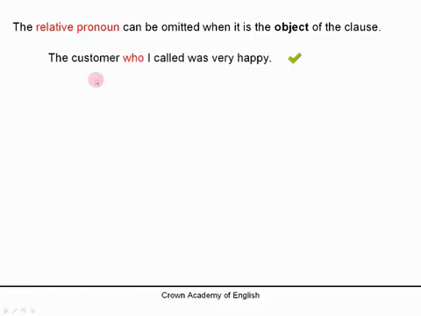So here is an example with the relative pronoun. The customer who I called was very happy. So that is correct. But we can omit, if we want to, the relative pronoun. So we can simply say, the customer I called was very happy. And that is also correct. So the meaning of both of these sentences is the same. We have just omitted the word who.